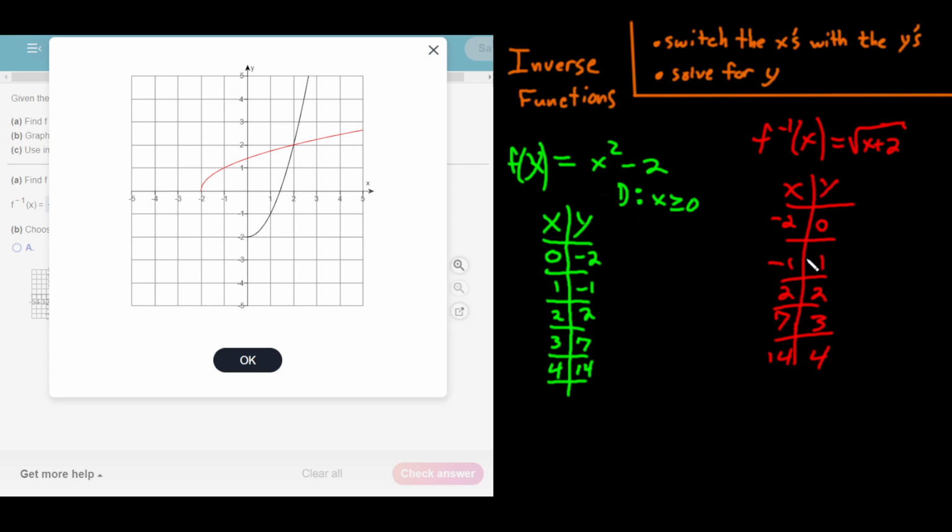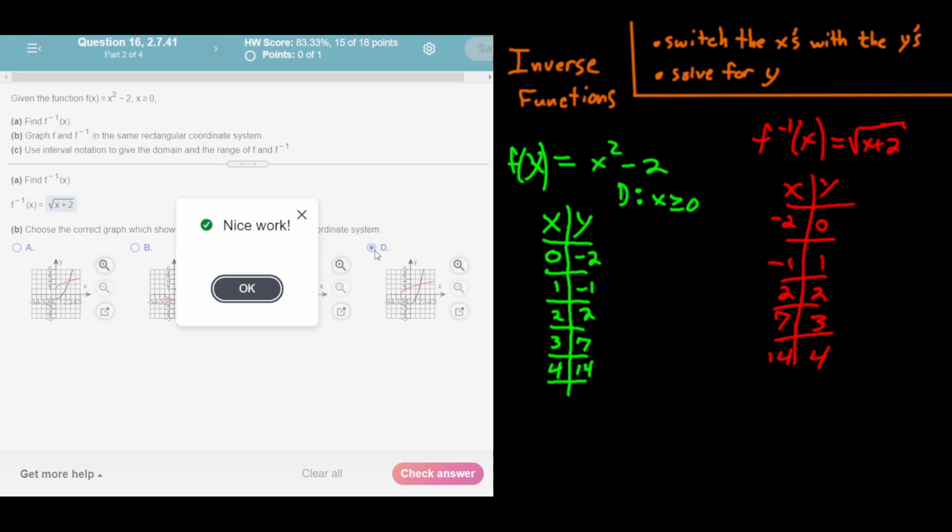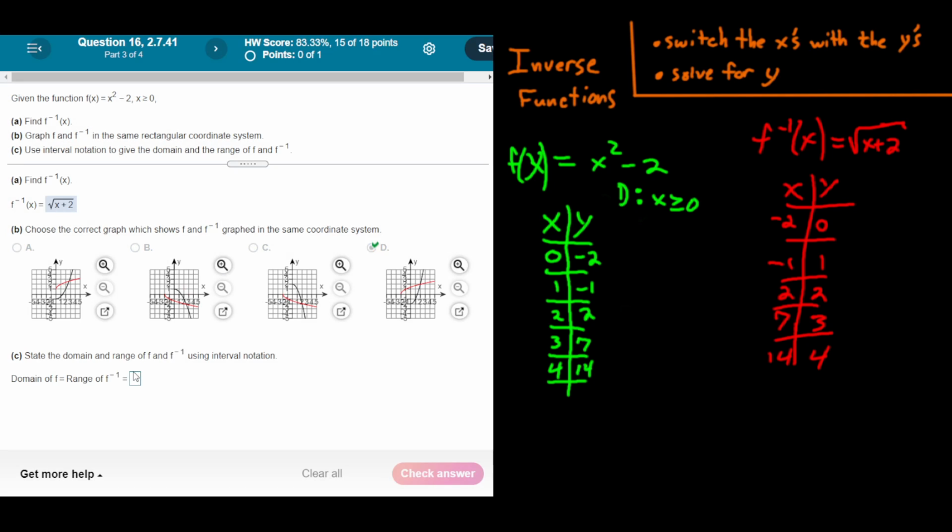Let's see if these points are going to show up on our other graph. Yep, negative 2, 0, negative 1, 1, 2, 2. Yeah, got them all. That's it. We are done. It has to be D. And you're going to see, we're going to do something a little crafty. We're going to base our answer on the domain and range.